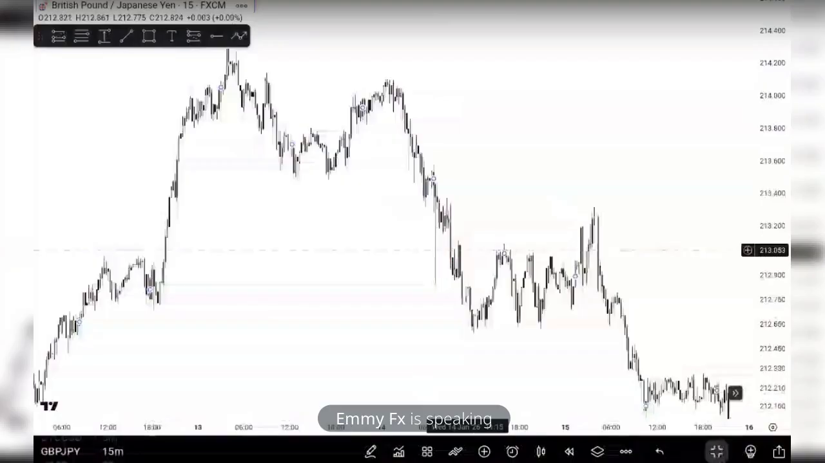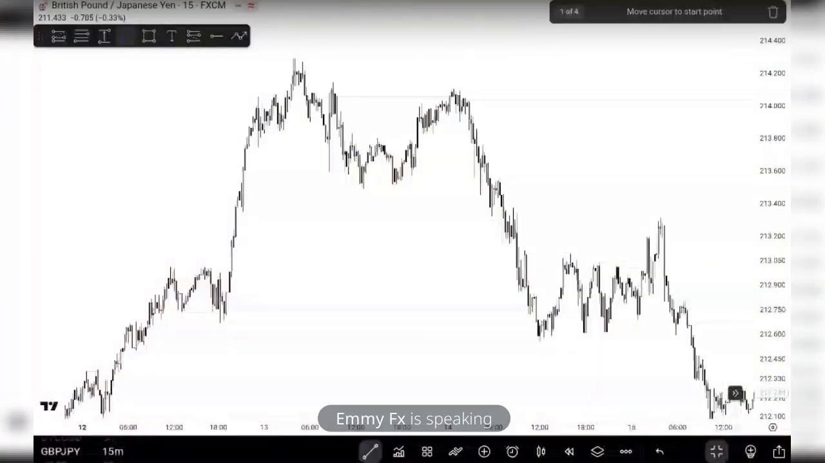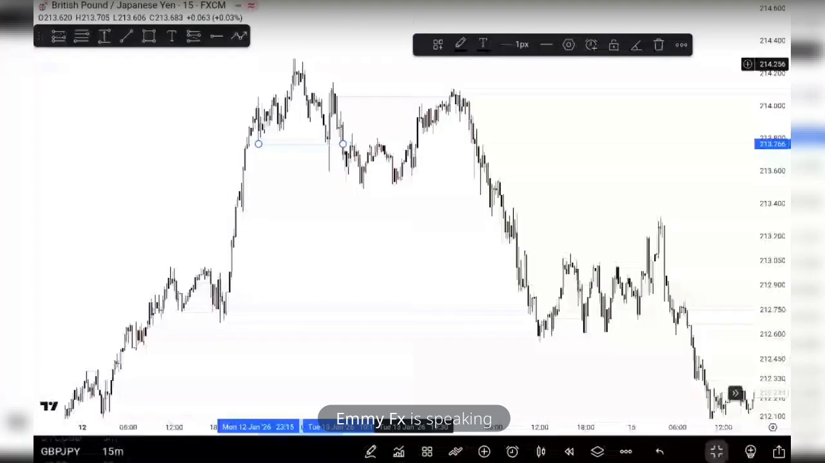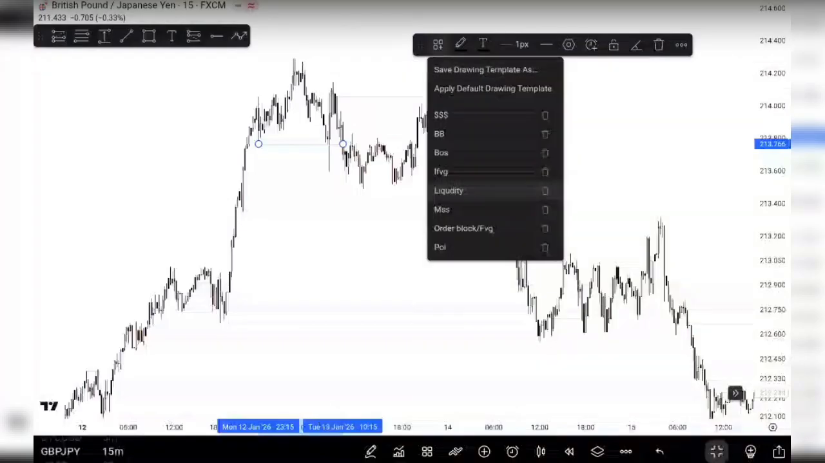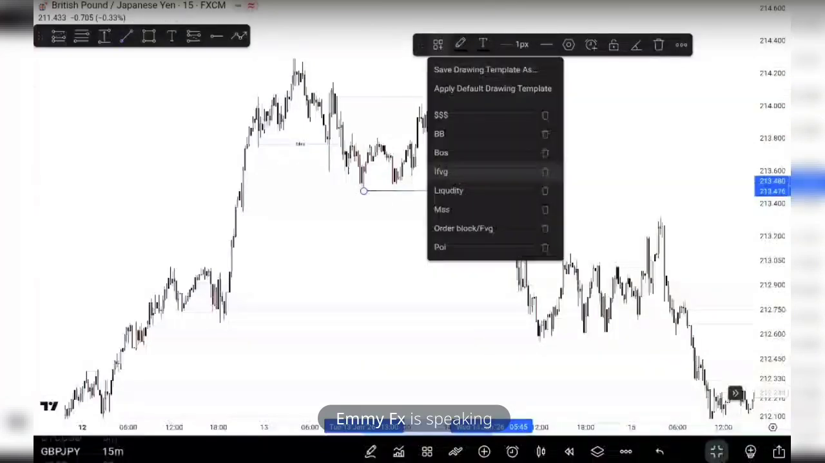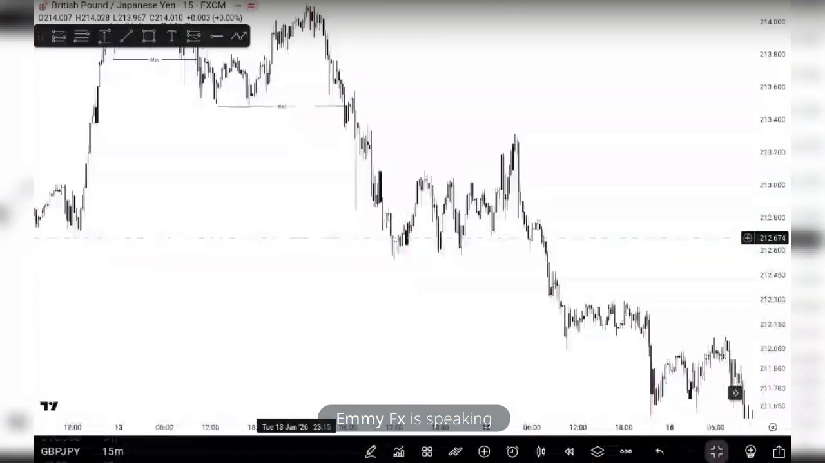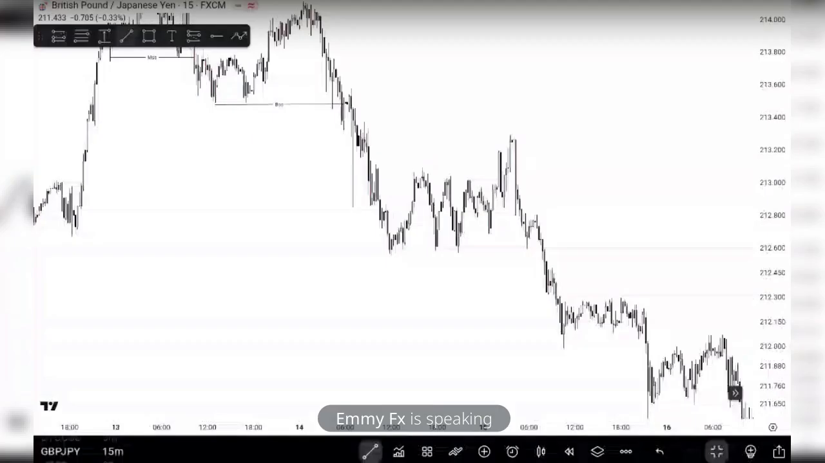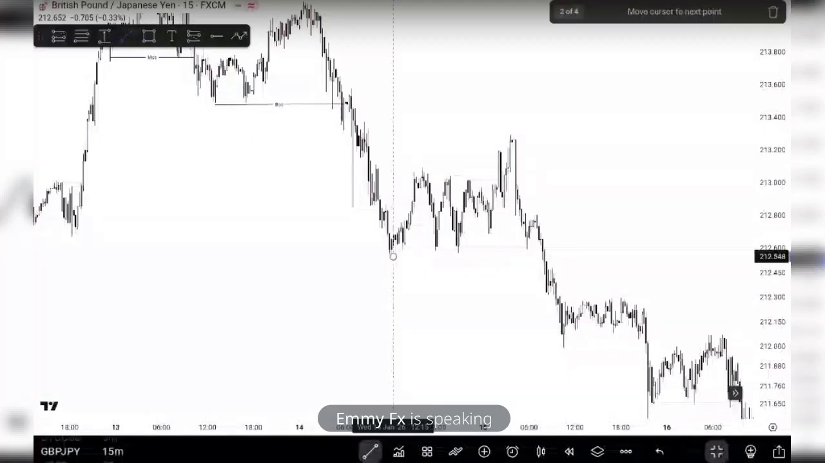Now, I just want us to look at everything that is happening in this market. So we have what we call a market structure shift at this spot, right? We have this market structure shift at this spot. We also have a break of structure to the downside. We have this break of structure to the downside. We also have this break of structure to the downside. This is a break of structure to the downside.